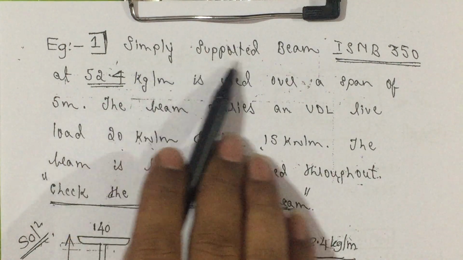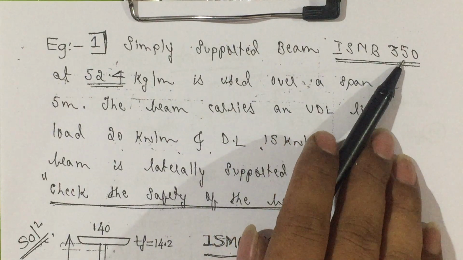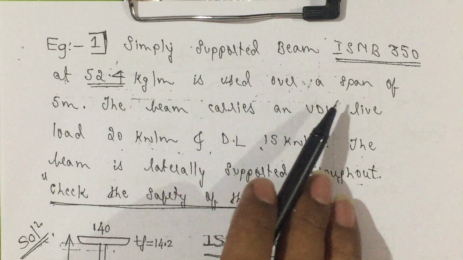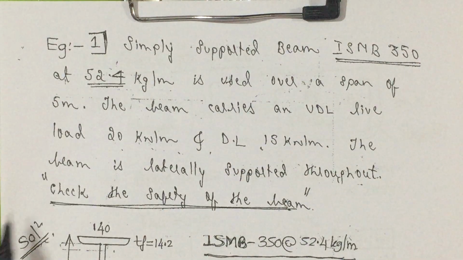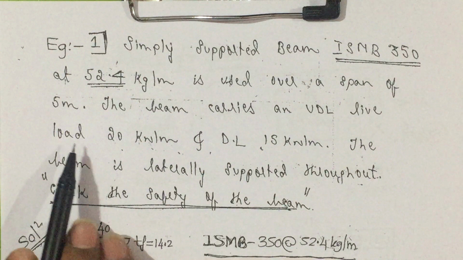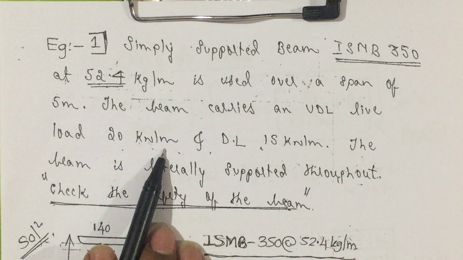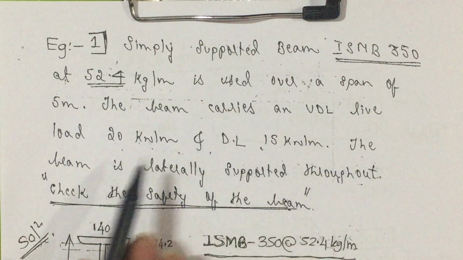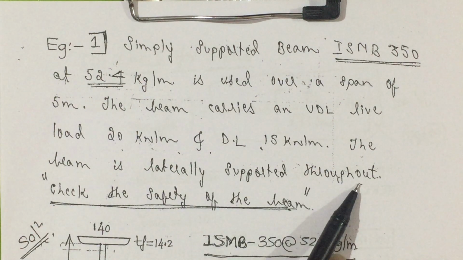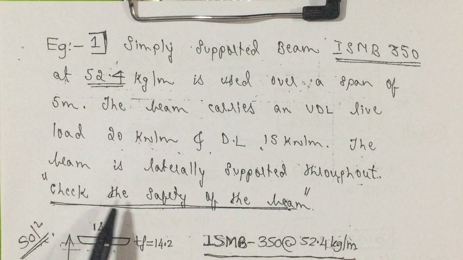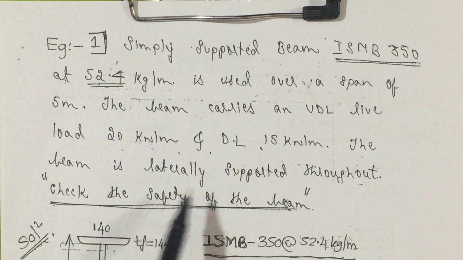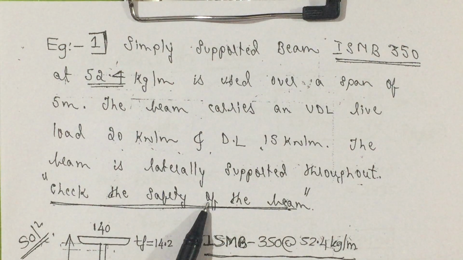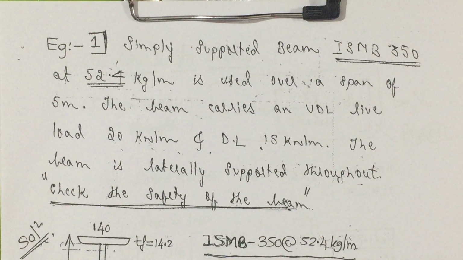Example 1: a simply supported beam ISMB 350 at 52.4 kg per meter is used over a span of 5 meter. The beam carries a UDL live load 20 kilonewton per meter and dead load 15 kilonewton per meter. The beam is laterally supported throughout. Check the safety of the beam. Here we are not designing, the section is already given, we are just checking the safety. So, this is the first type.